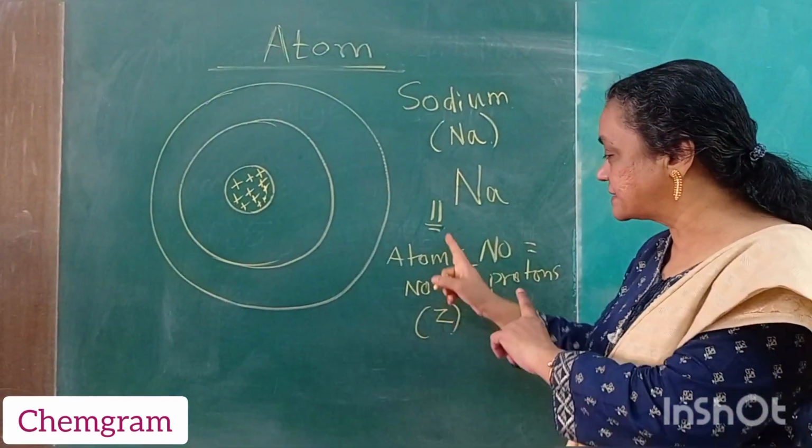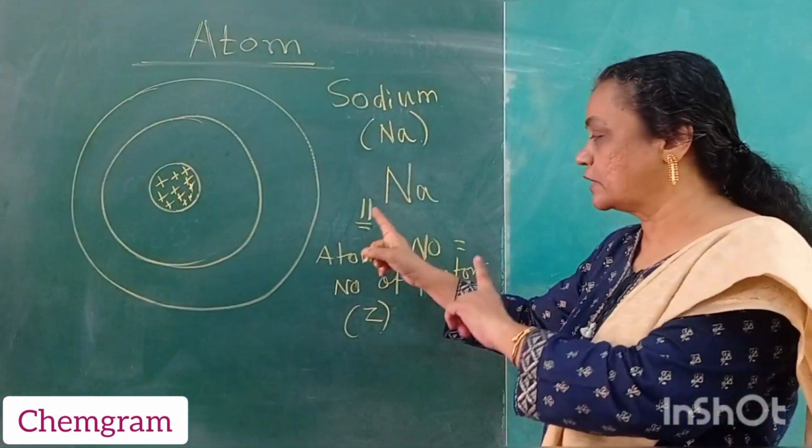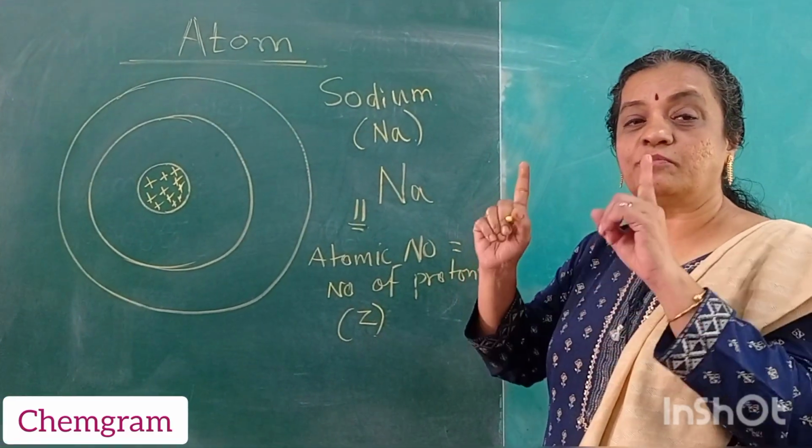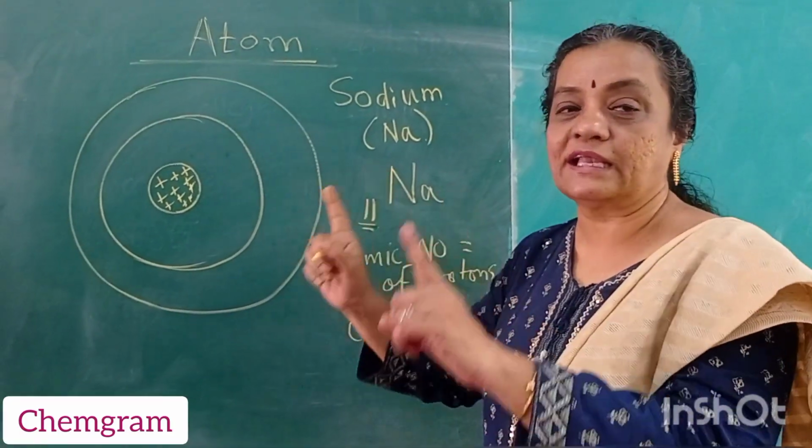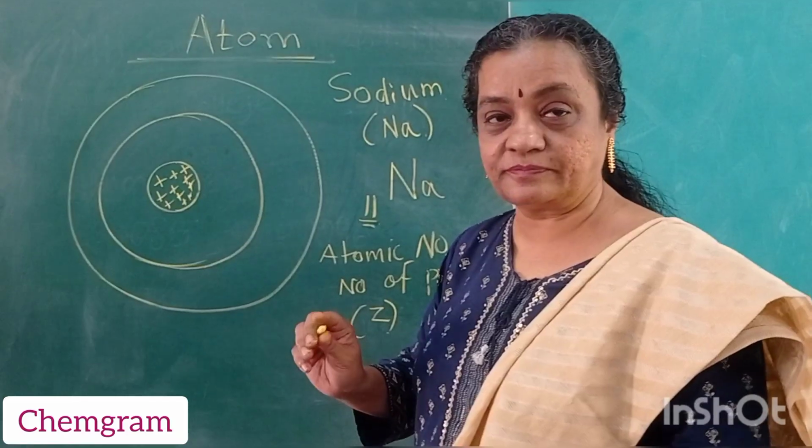So Z, that is the atomic number. Z equal to 11 means there are 11 protons. But whenever there are 11 protons, there will also be 11 electrons. That you have to remember.